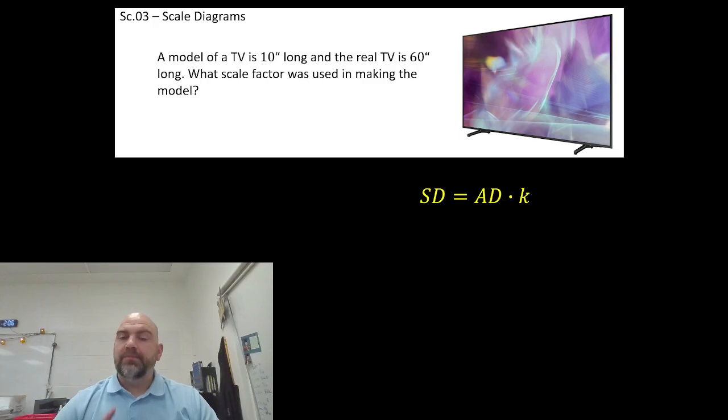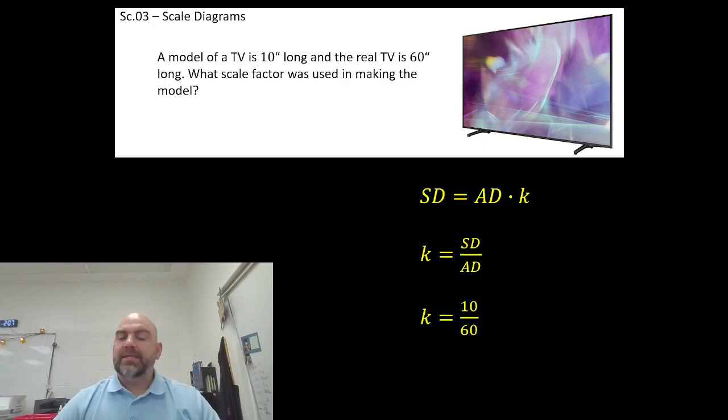So here's our equation. We're going to rearrange it a little bit to solve for K, because we're trying to find what our K value is. So we have to take our scale dimension divided by our actual dimension. And this is important. We know what our scale is. We are told the model is 10. That's our scale. The real is 60. That is actual.